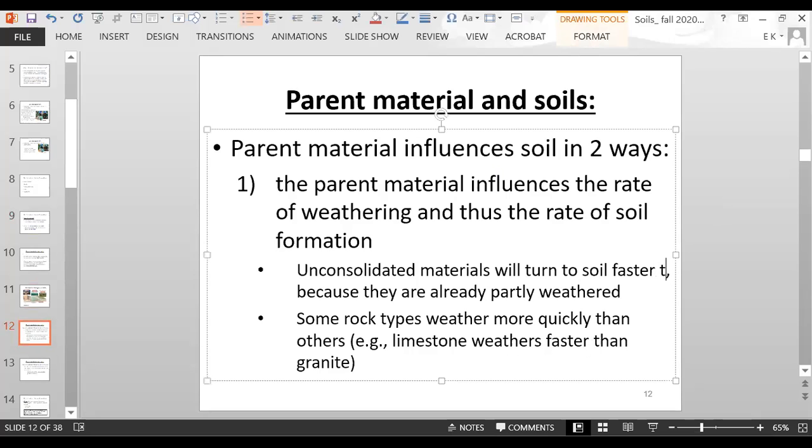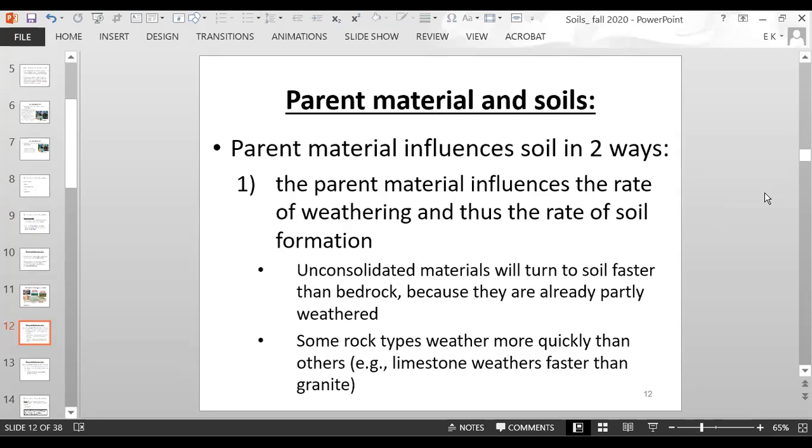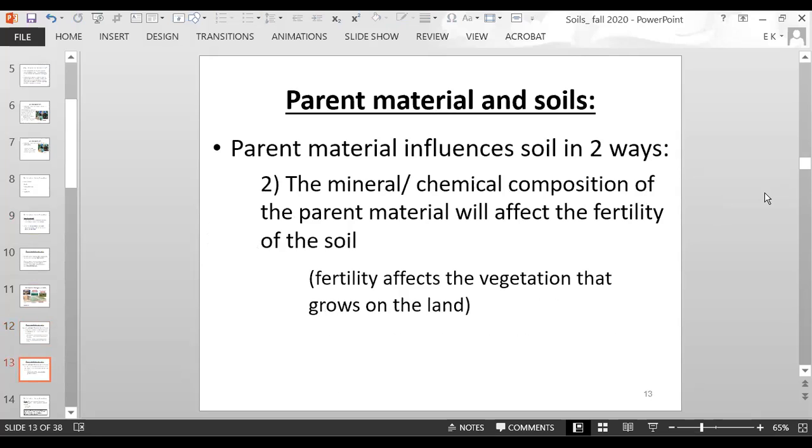Then I'm just going to add here "bedrock" to make it a little bit clearer. And the second way that parent material influences soil is that the mineral or chemical composition of the parent material affects the fertility of the soil. And the fertility affects the vegetation that could grow on the land. So depending on what chemical composition you have in your parent rocks, that is going to end up going into the soil.